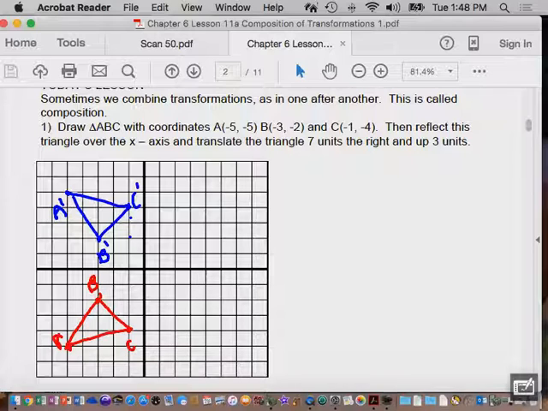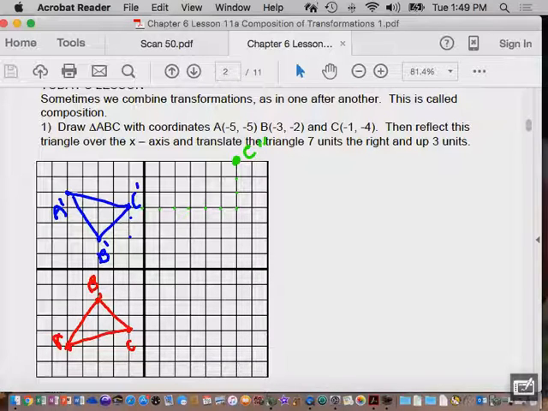Move the triangle 7 units to the right. That's right, 7 units to the right and 3 up. So let's do that. Ready? 1, 2, 3, 4, 5, 6, 7. 1, 2, 3. That would be C double prime. Would you get the same thing if you did 3 up first? So this is taking things we already know and doing 2 together.